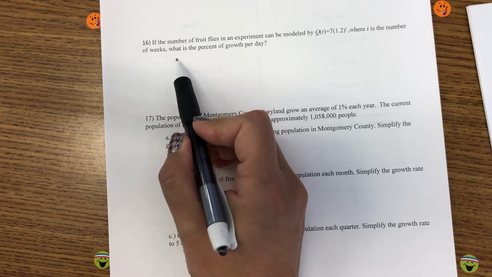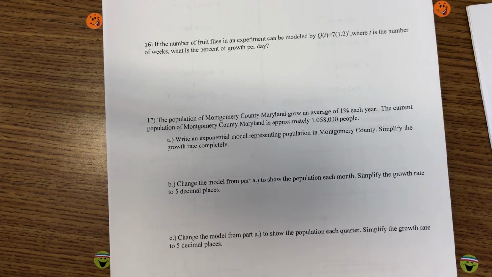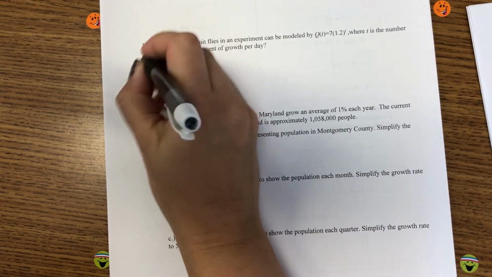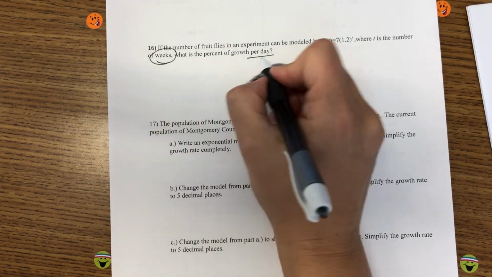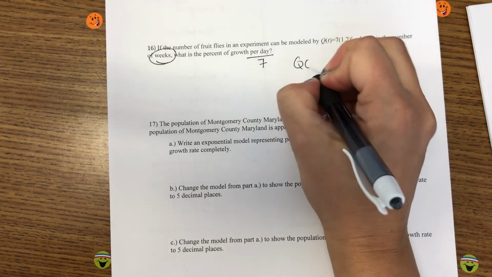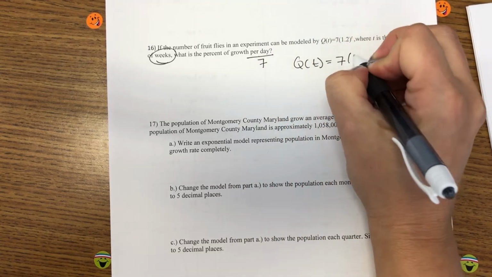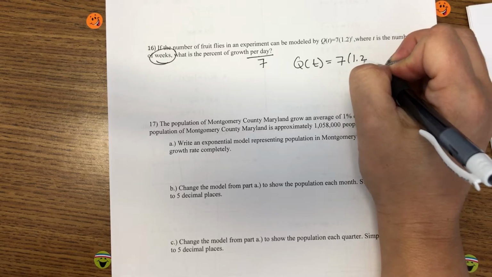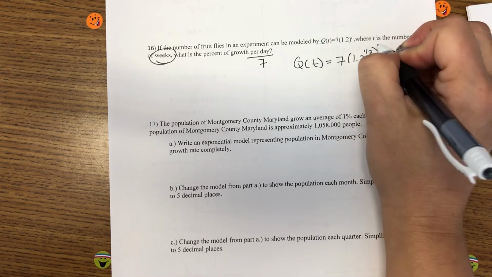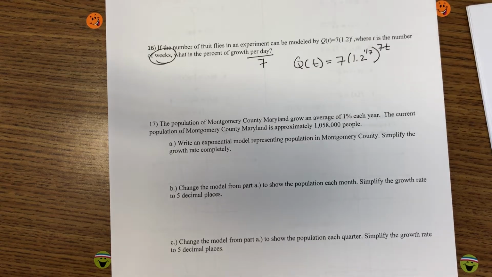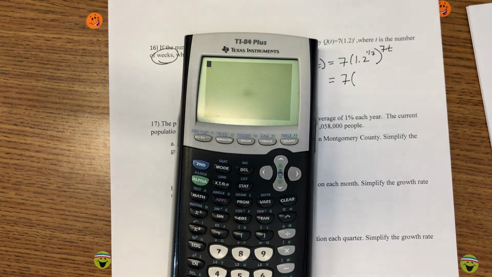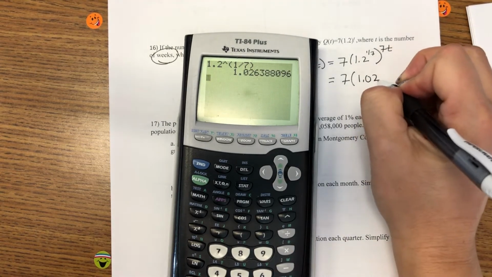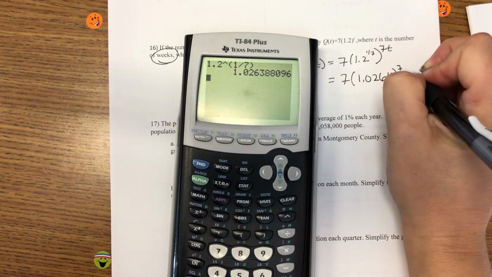If the number of fruit flies in the experiment is this function, in weeks, what is the percent growth per day? So I have to ask myself, how many days in a week? That's 7. So to change my model, I'm going to take the base to the 1/7 and the exponent becomes 7t. So now 1.2 to the 1/7 is 1.0264 to the 7t.